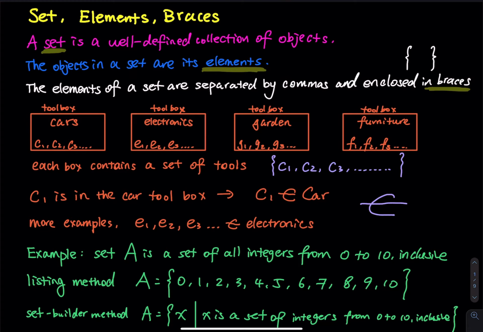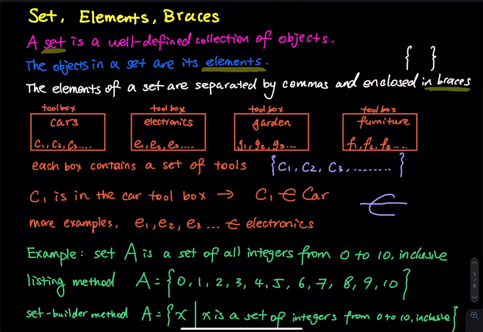We have more examples: E1, E2, and E3. The E stands for electronics. In my electronic toolbox, I have equipments. The first one is E1, the second one is E2, the third one is E3. So I have elements E1, E2, E3, and so on and so forth in the electronics toolbox. The rest of the tools belong to the electronics. You can say it's an element of the electronics, or you can say they belong to electronics. So we have an example right there.